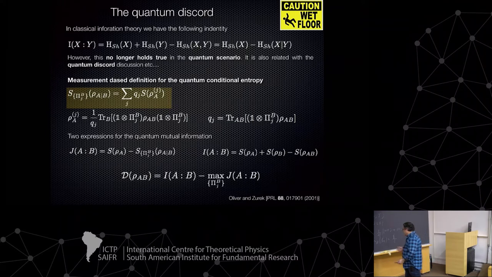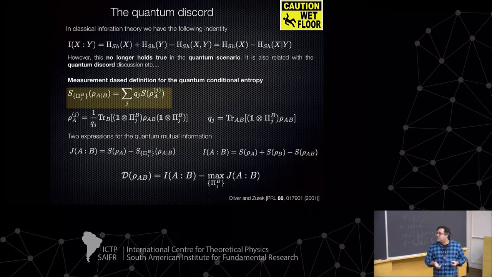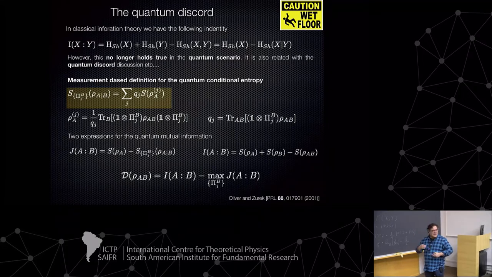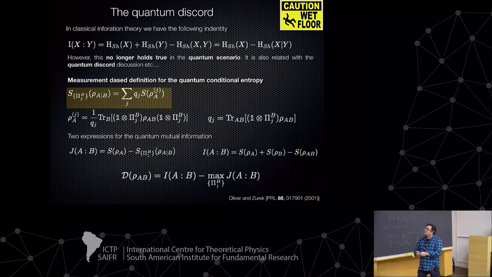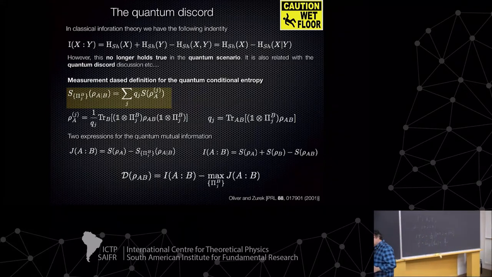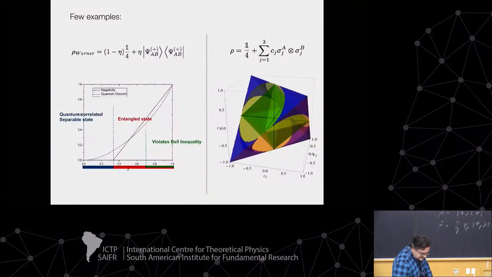So the idea is, if the mutual information measures the total correlation between the two systems, in the mutual information we will have one part which is classical and one part which is quantum. And the quantum discord will be the quantum part of this kind of correlation. For pure states, quantum discord is equal to an entanglement measure. For mixed states, the entanglement measure and this quantum discord are different.